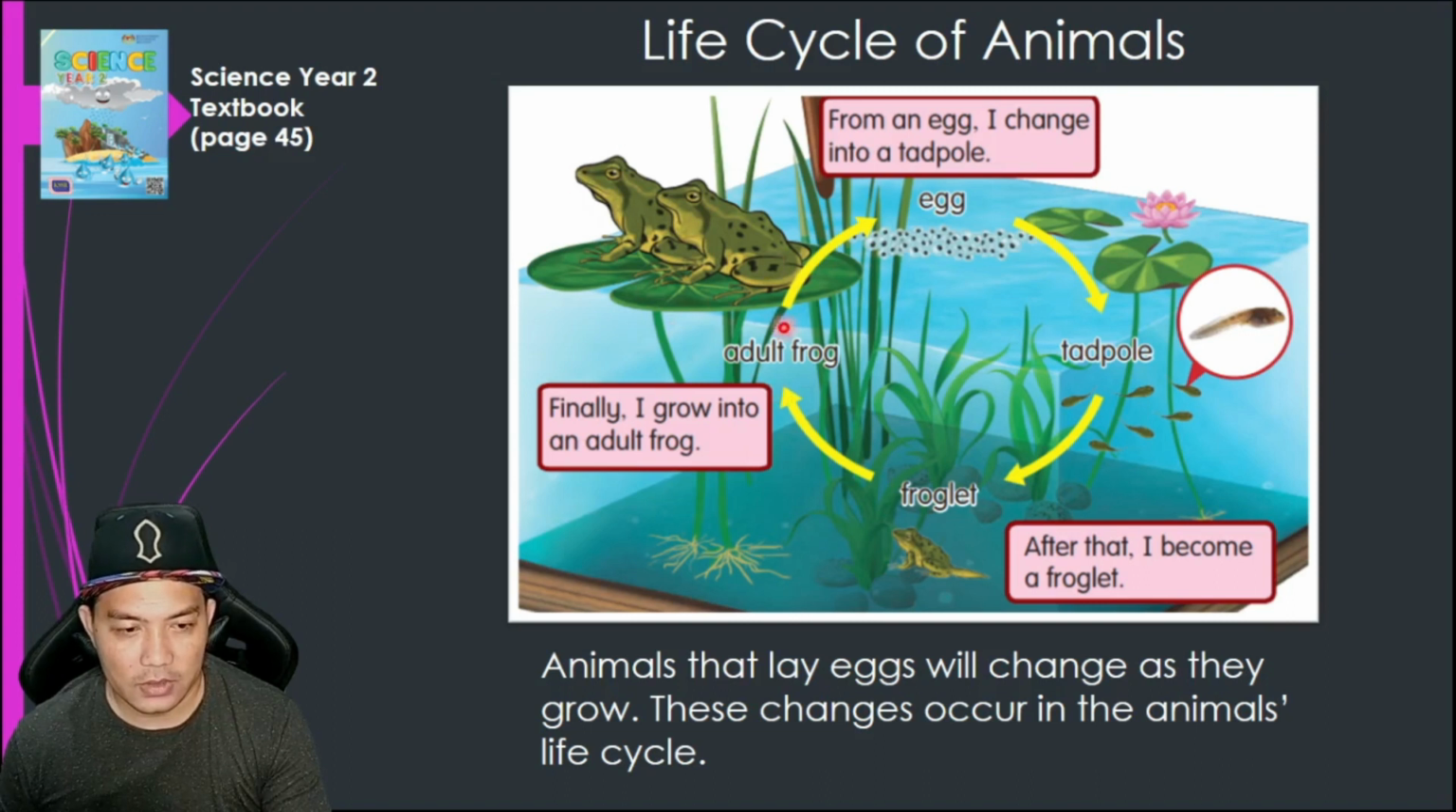So this is the final phase of a frog life cycle. Okay, it grows into an adult frog. So from this picture, we learn that animals that lay eggs will change as they grow. Okay, these changes occur in the animal's life cycle. So this is a life cycle of a frog.